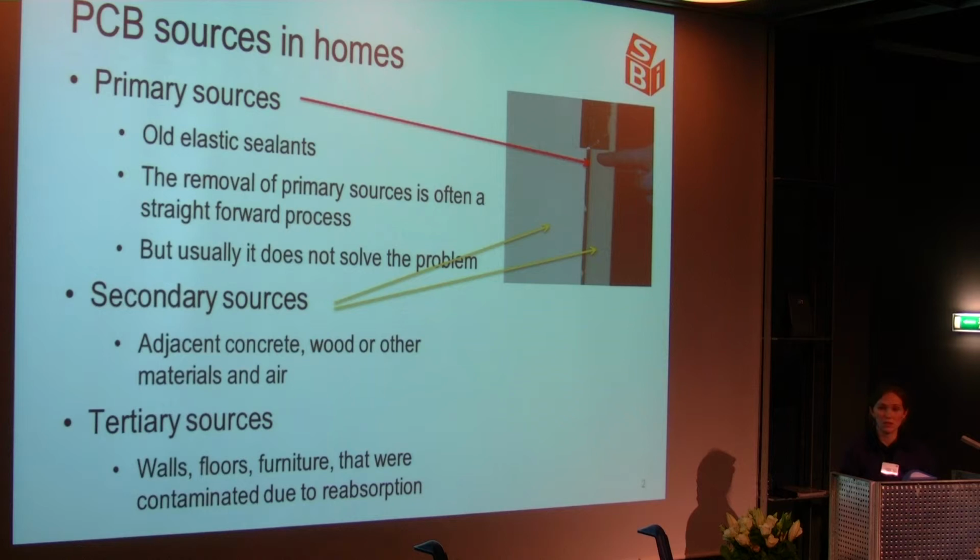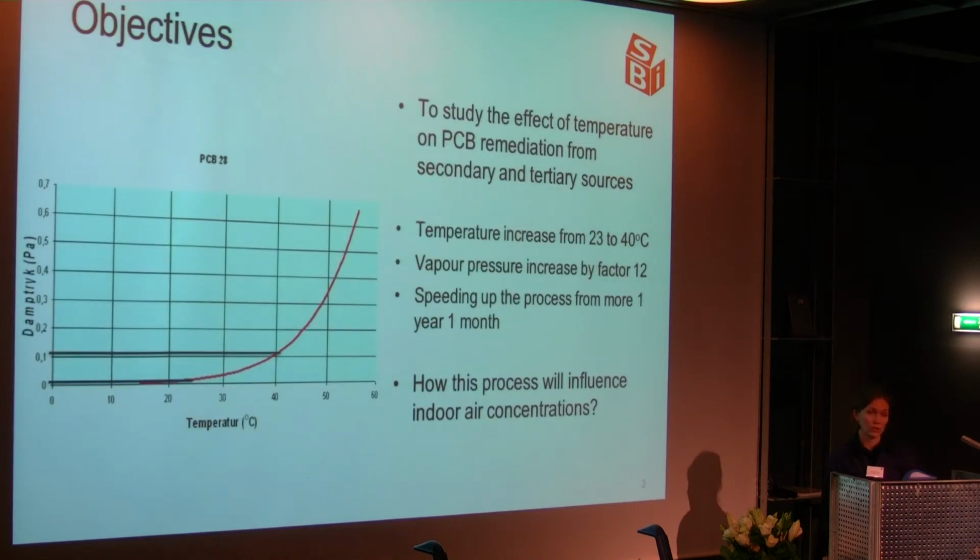And of course, it is a big question mark what we should do about the secondary and tertiary sources, and this is also what we have focused on in this small laboratory experiment. So the objective was to study the effect of temperature on the PCB remediation from the secondary and tertiary sources. For the purpose of this experiment, we decided to increase temperature from 23 to 40 degrees Celsius.